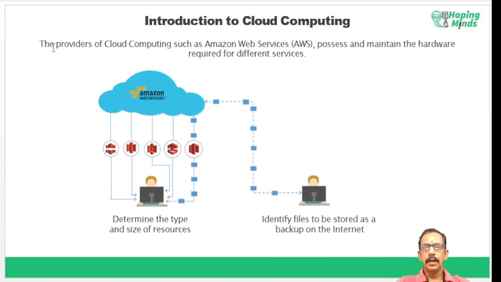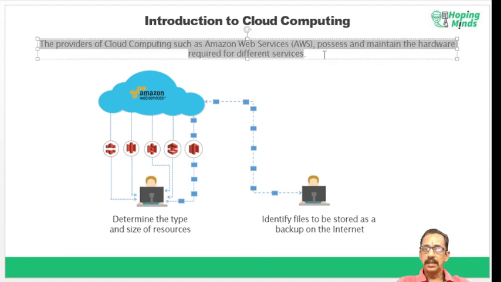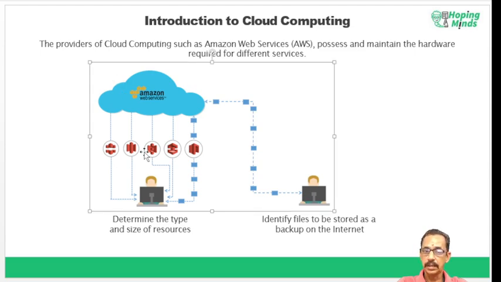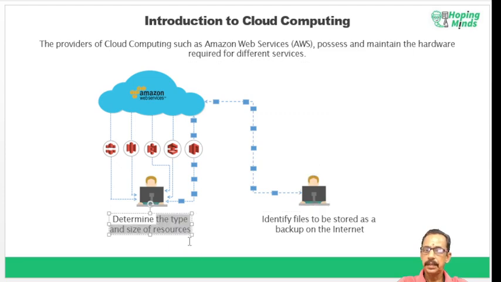Already discussed, the providers of cloud computing can be Amazon, Microsoft Azure, Alibaba, or Google. They have their own servers and their own data centers. The user can use them as much as required. Determine the type and size of resources, identify files to be stored as a backup, or whatever service you want to use. You can use it from any of the cloud providers. Okay?